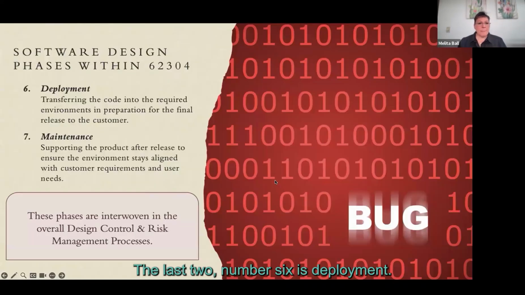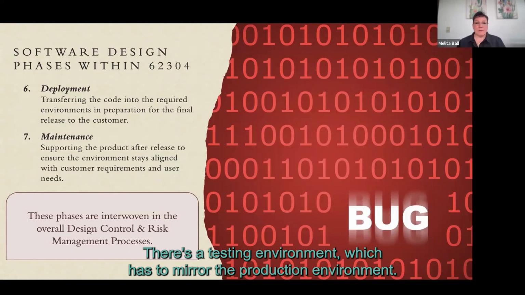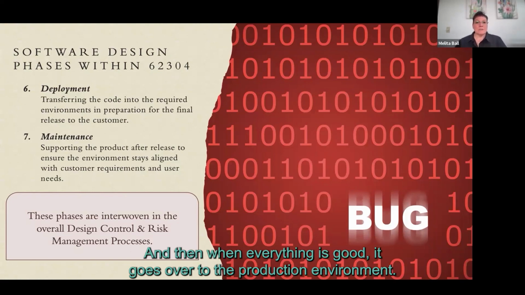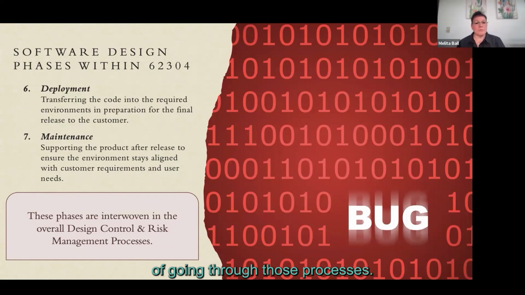The last 2, number 6 is deployment. So transferring that code into the required environment. A lot of times there are 3 environments when you're developing code and launching it. There's a sandbox environment or a development environment. There's a testing environment, which has to mirror the production environment. And then when everything is good, it goes over to the production environment. So all of the software has this life cycle of going through those processes.